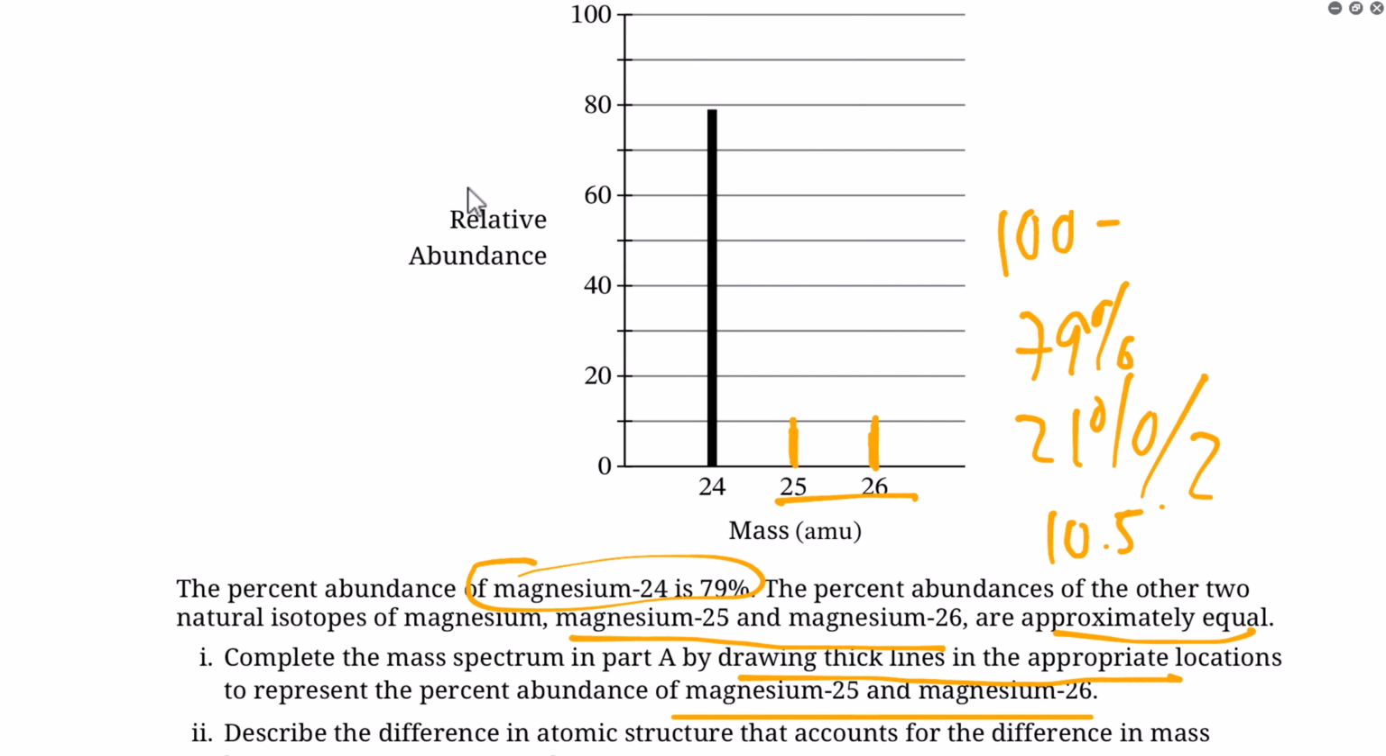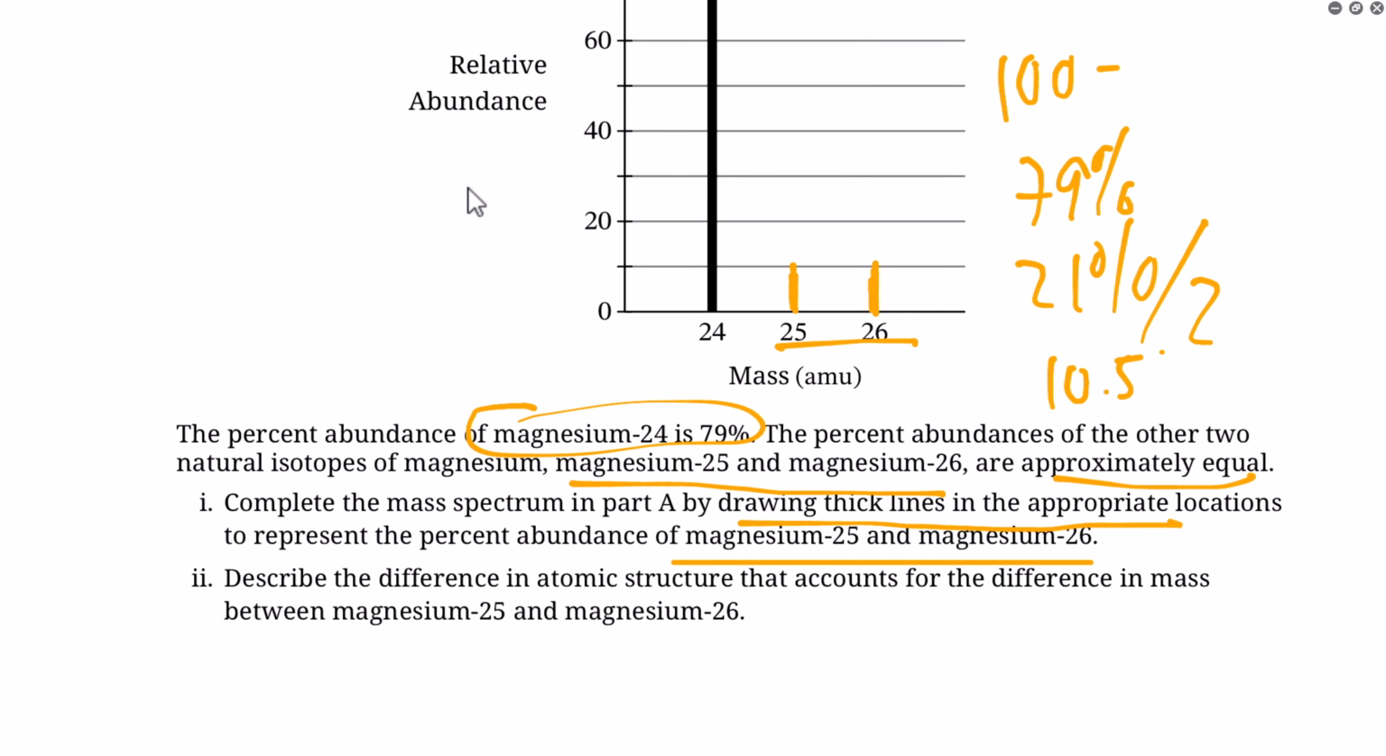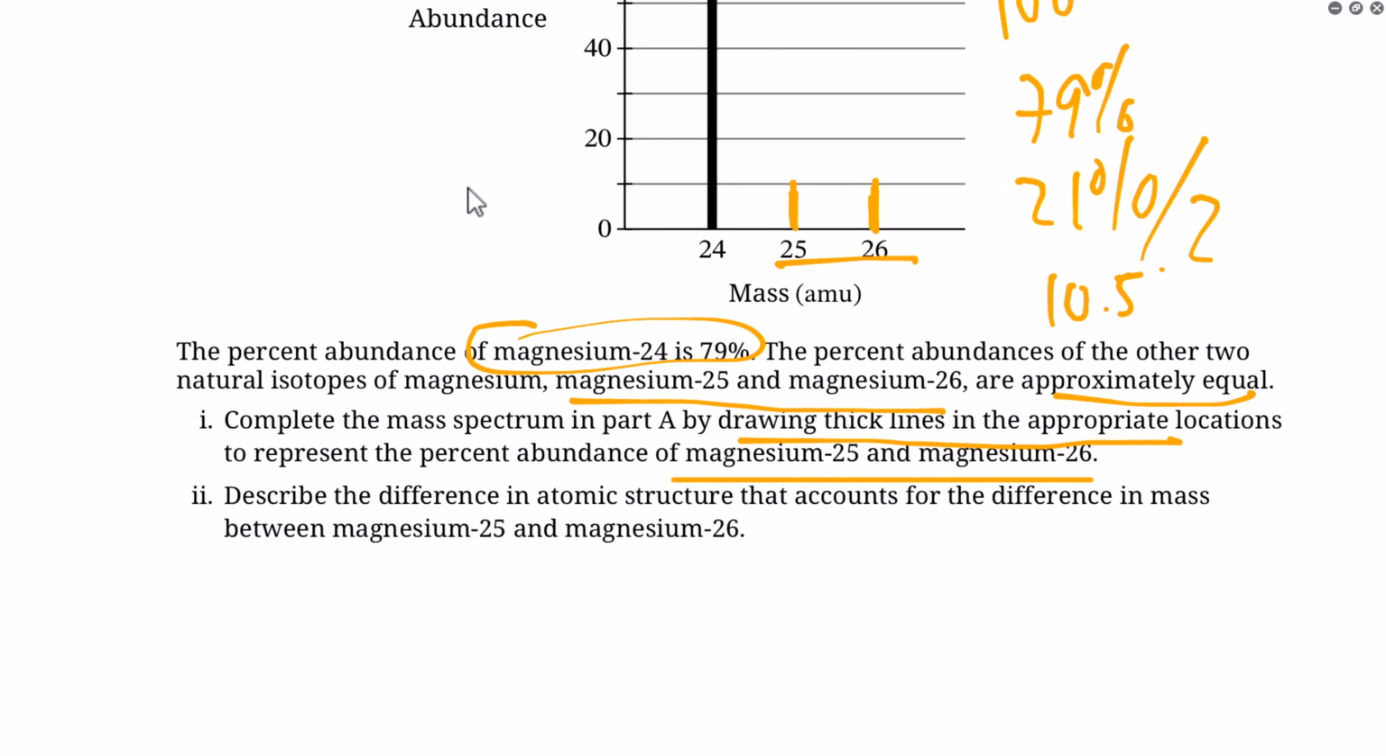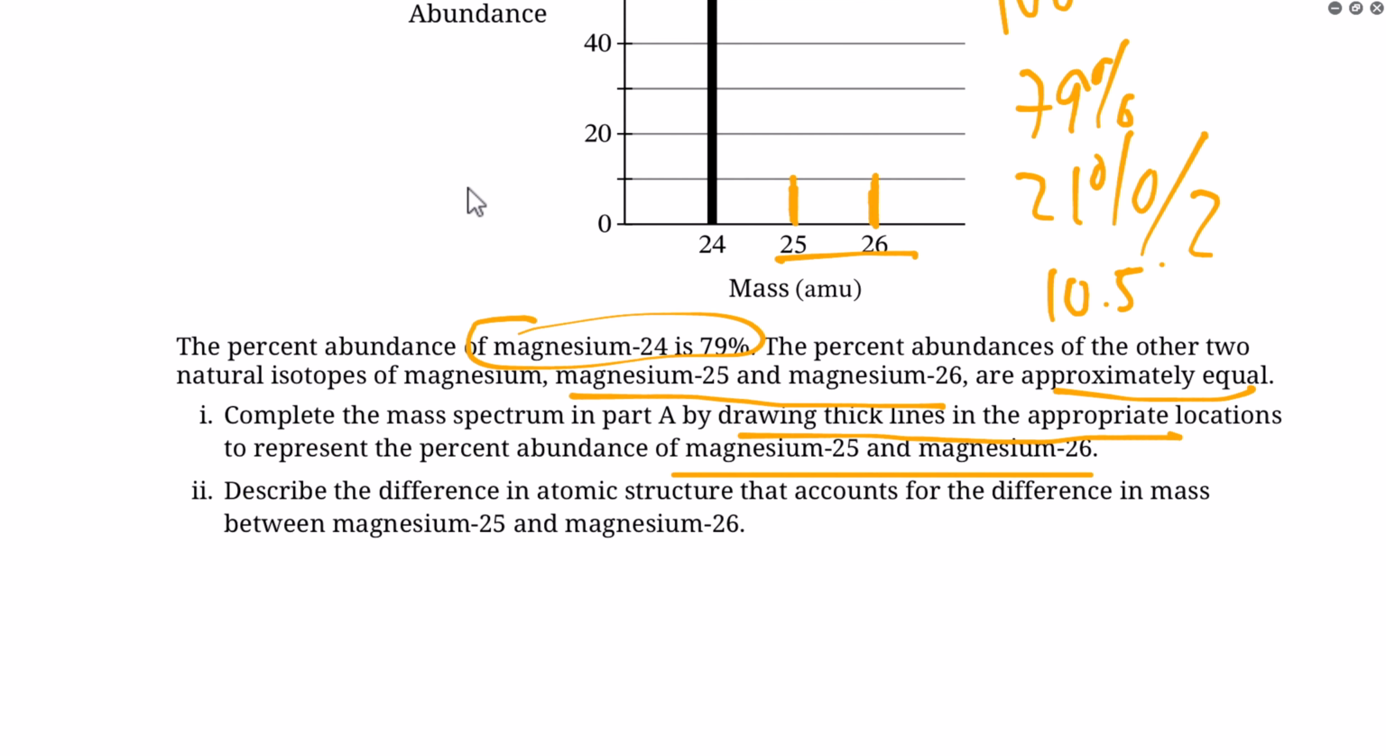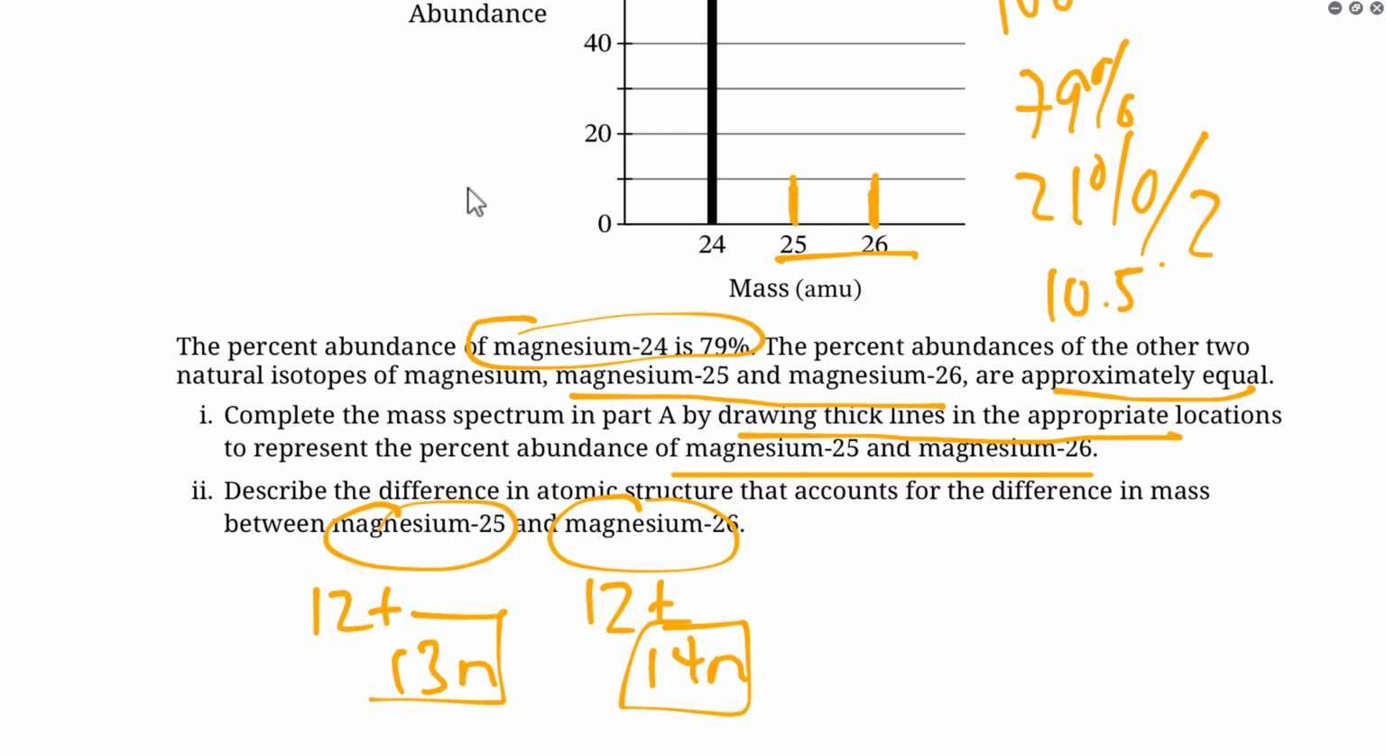Okay, so awesome. We're off to a really, really good start. It says describe the difference in atomic structure that accounts for the difference in mass between magnesium 25 and magnesium 26. Well, they're both magnesium, so that indicates that they have the same number of protons. So we have 12 positively charged protons here and 12 positively charged protons here. So the difference in atomic structure that's going to account for the difference in mass is the number of neutrons, in which case magnesium 25 contains 13 neutrons, and magnesium 26 contains 14 neutrons. So that is going to account for the difference. So a pretty easy mass spec graph to start us off.